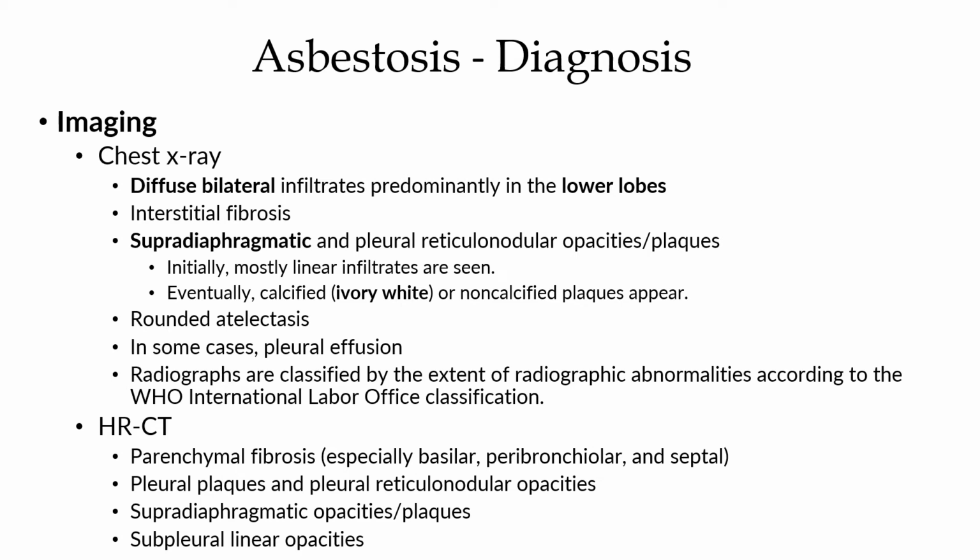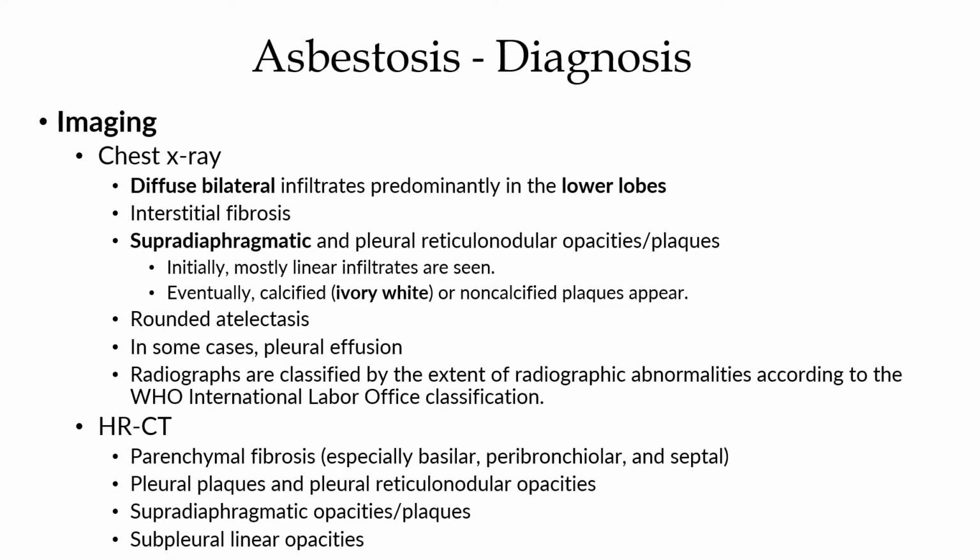About diagnostics. First of all, imaging. Chest X-ray: diffuse bilateral infiltrates predominantly in the lower lobes. Interstitial fibrosis, supradiaphragmatic and pleural reticulonodular opacities. Plaques: initially mostly linear infiltrates are seen. Eventually calcified, ivory white or non-calcified plaques appear. Rounded atelectasis, in some cases pleural effusion. Radiographs are classified by the extent of radiographic abnormalities according to the WHO International Labour Office classification.